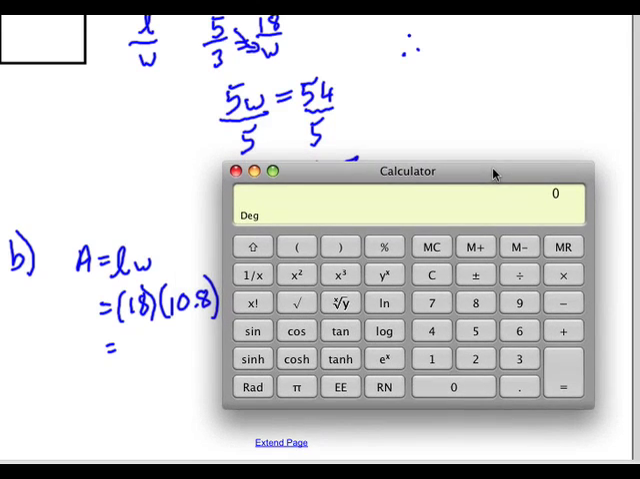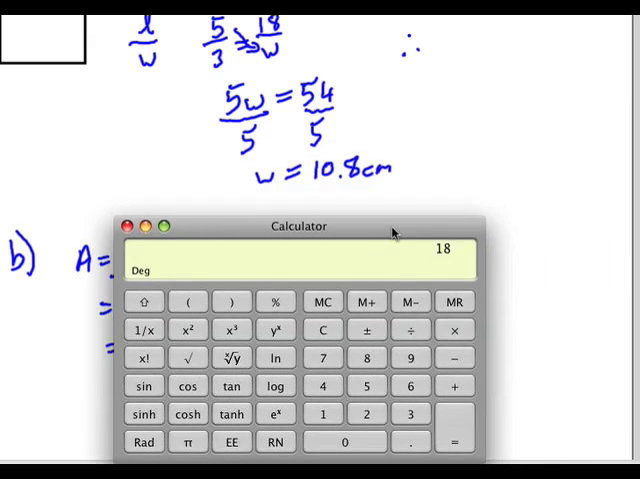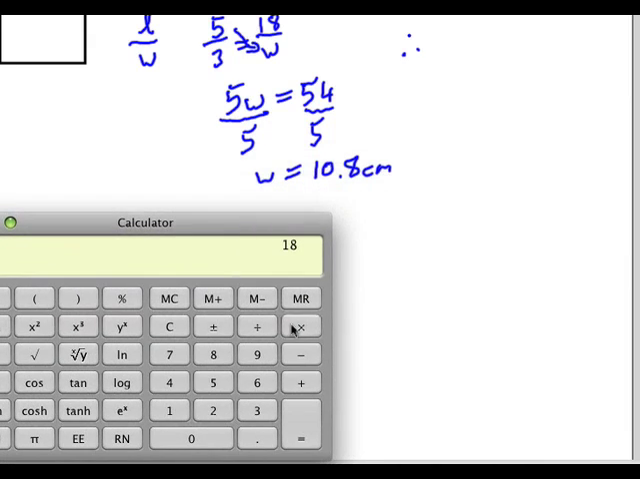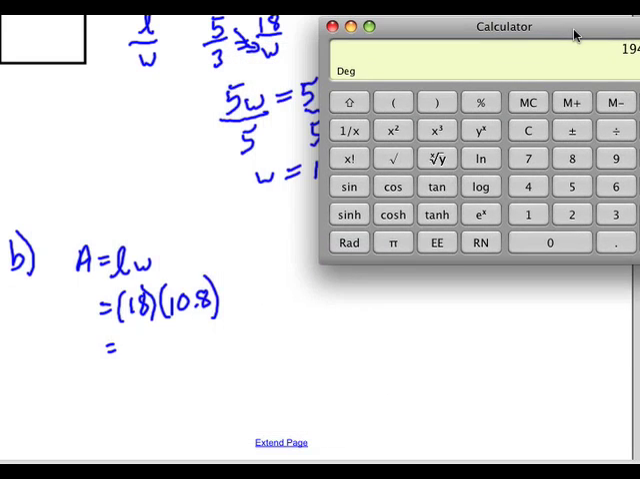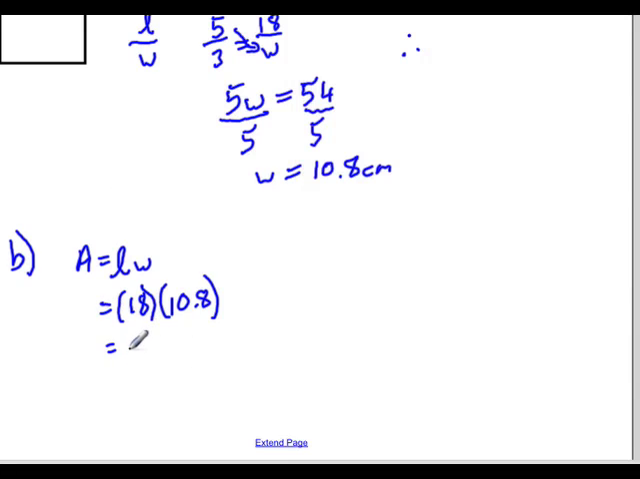18 times 10.8 is equal to 194.4. So this means that the area then is going to be 194.4 centimeters. And remember, units for area are square units, so it'll be centimeters squared.